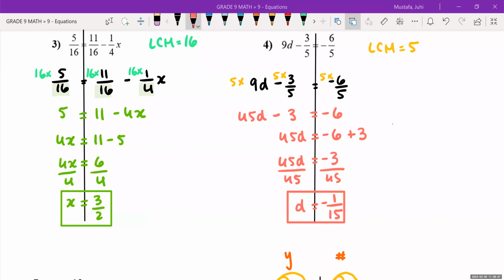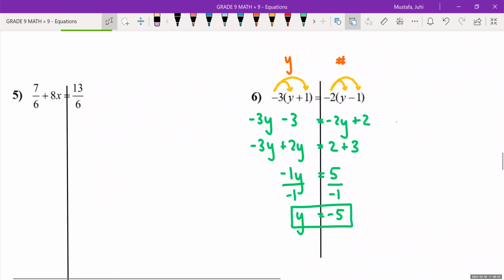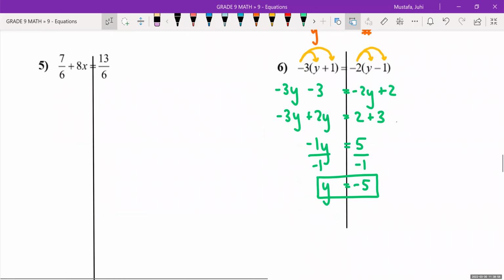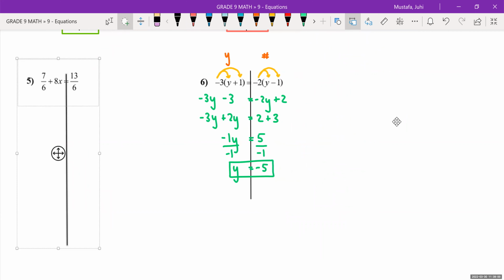So question number 4 was negative 1 over 15. Go ahead and try question number 5. I will put the answer up as well, and then I will tell you what we're doing next and why we're just going to pause.